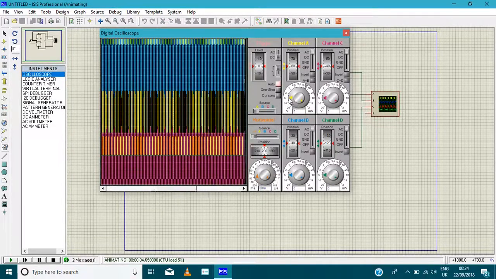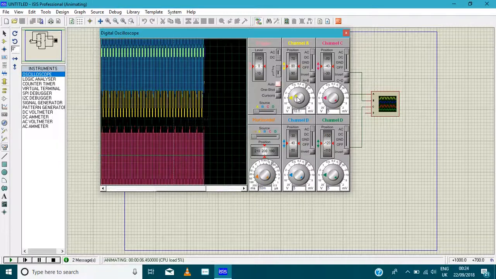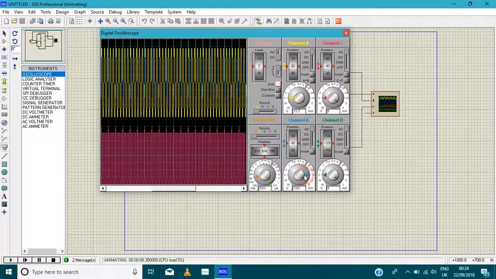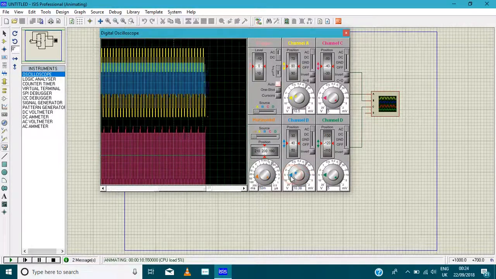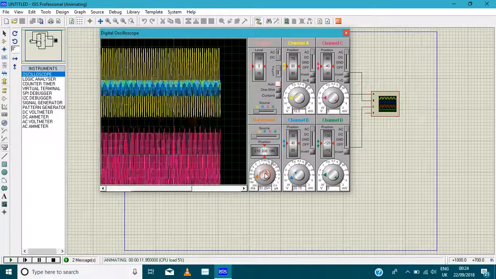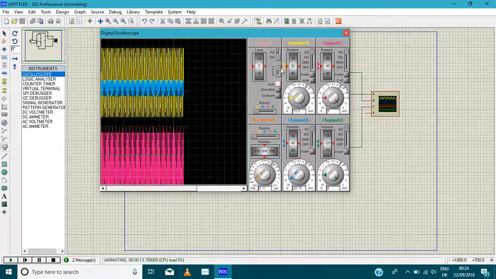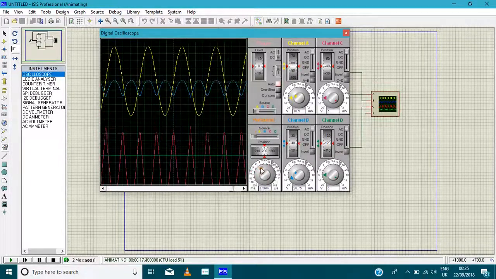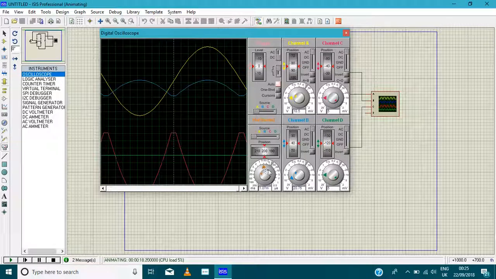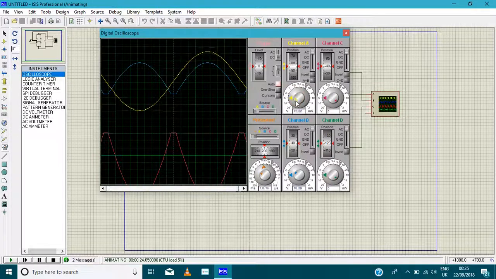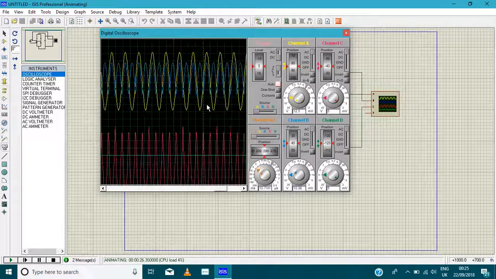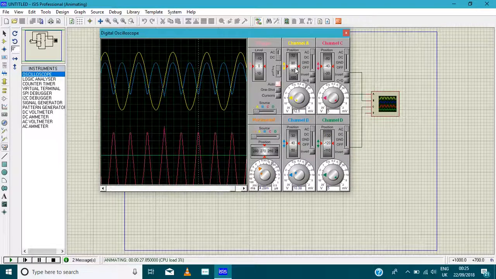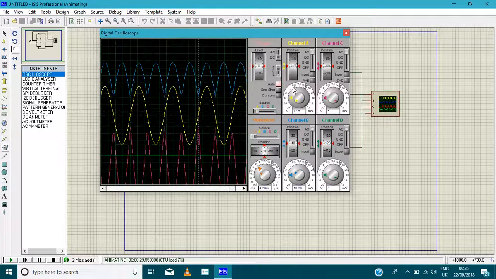Now we have to control some parameters so we can get a very good picture of it. Okay, good.